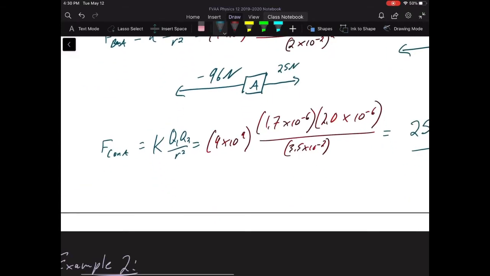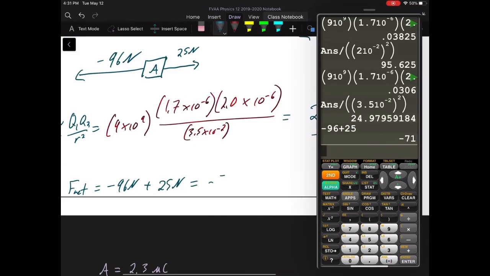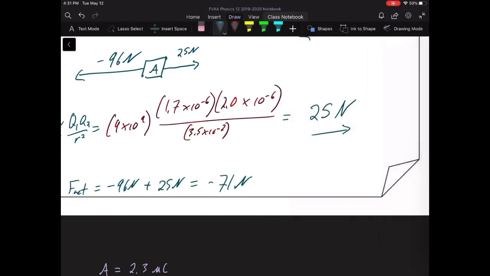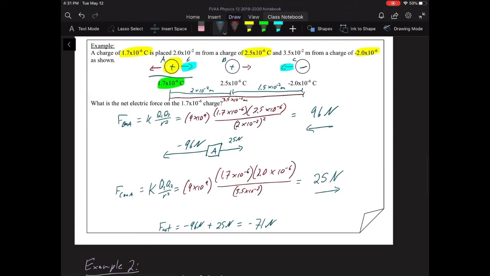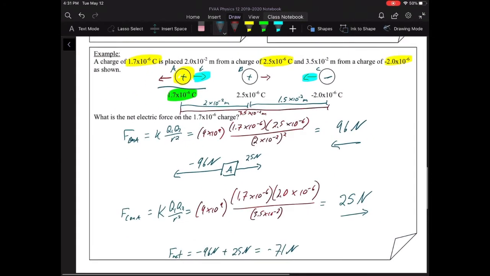Okay, so when I'm looking for the net force, I'm going to add my two forces, negative 96 newtons plus 25 newtons. Okay, and I'm going to get a net force, negative 96 plus 25, net force of negative 71 newtons, or 71 newtons to the left. So that means that my particle will move off to the left. Okay? So that's a linear kind of problem. All right?